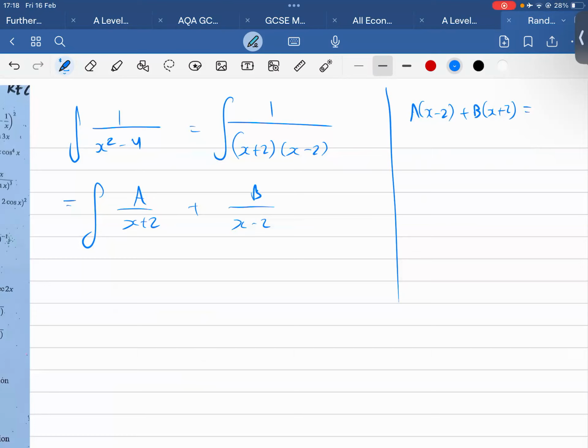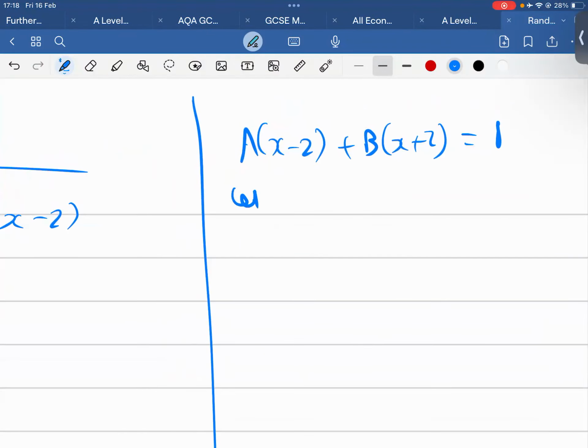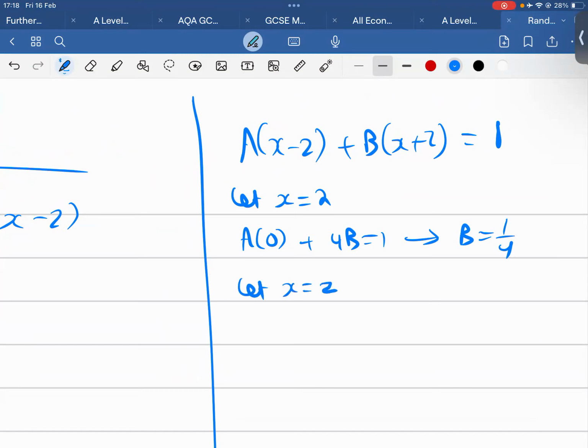So we know that a(x minus 2) plus b(x plus 2) equals 1. Let x equal 2. So a times 0 plus 4b equals 1. So b equals a quarter. And let x equals minus 2. So a times minus 4 plus 0 equals 1. So a is minus a quarter.